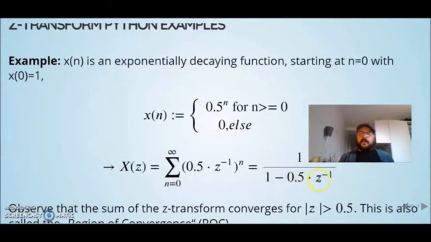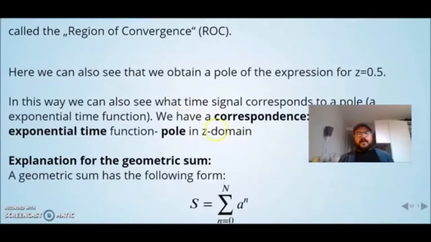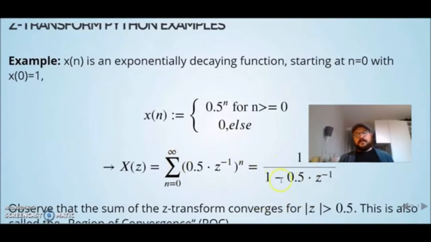So here we can see a pole when z is equal to 0.5. We can see that the Z-transform converges for all values when the absolute value of z is greater than 0.5, and this is called the region of convergence. And we can see there is a correspondence of an exponential time function to a pole in the z domain.